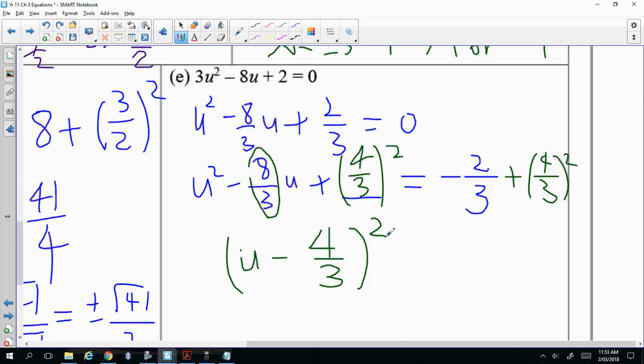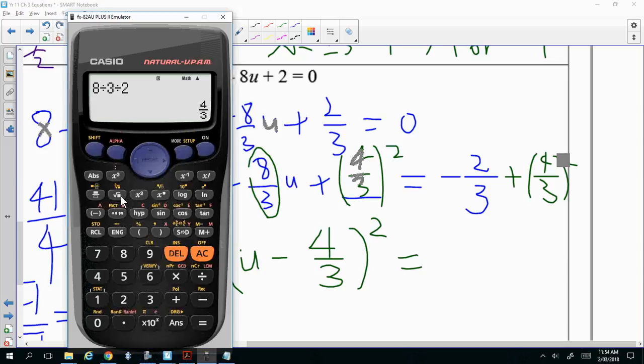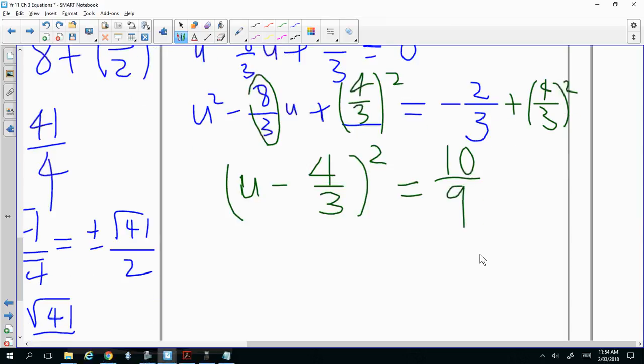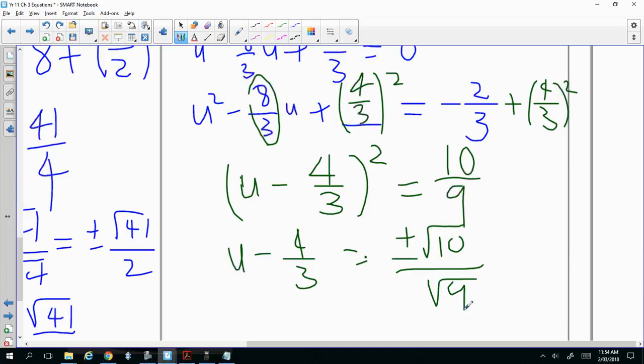Equal, use your calculator to work out the right side: you square that answer, minus 2 over 3. You'll get another fraction, 10 over 9. Like this. And the rest of the steps should be quite easy. Okay, so you square root, and remember every time you square root, you have to put plus or minus in front, over square root of 9. Do them separately. Usually you can square root the denominator, which is 3. Plus or minus root 10 over 3.